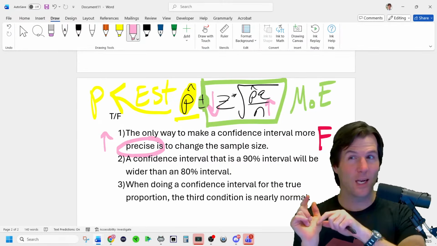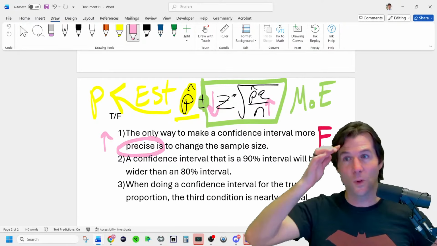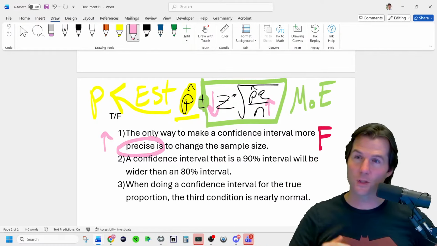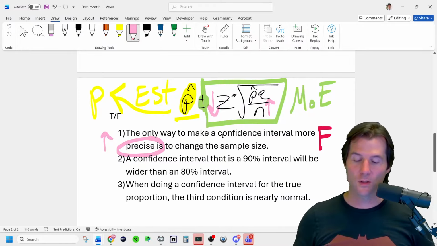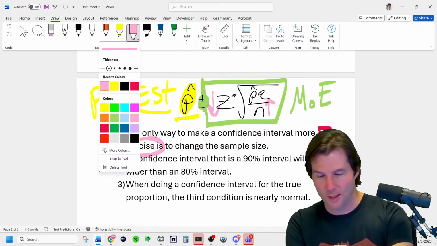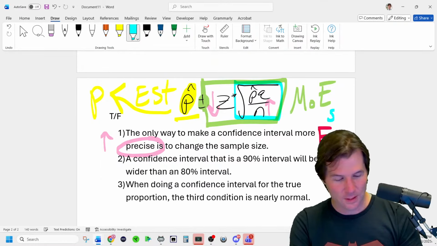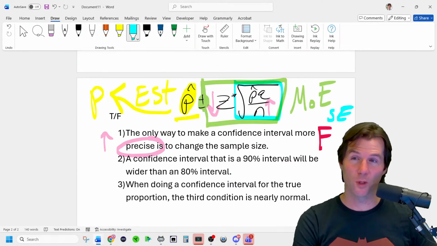And you can see it mathematically because n is in the denominator of the equation and the z is multiplied by the standard error to make the margin of error. So the z is multiplied by what is called the standard error over here. So this quantity on the right is called the standard error, which is a portion of the margin of error.